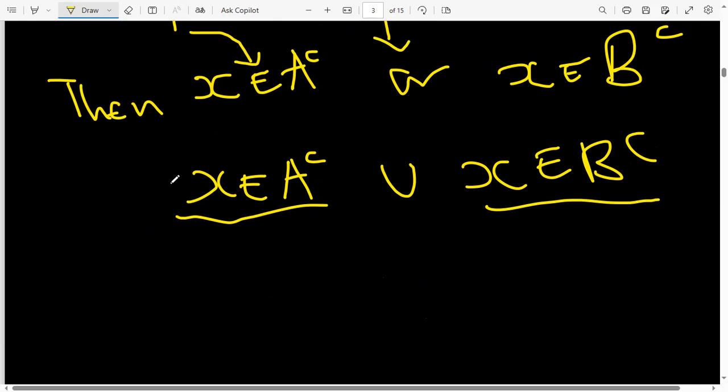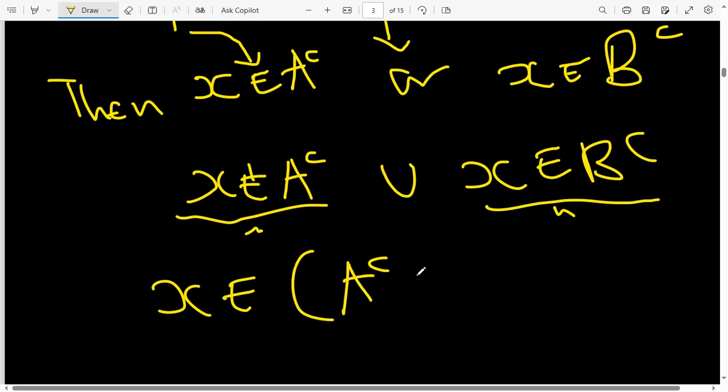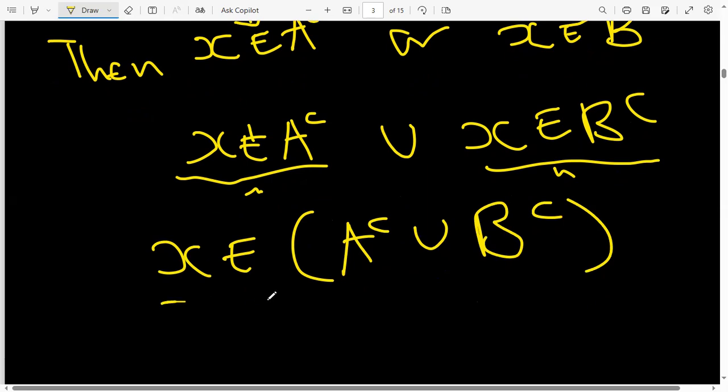So we're going to factorize this "X is a member of". We have factorized from here and from there. Then what are we going to remain with? We are going to remain with A complement, and then we have this union, and then B complement. Okay, so we see that the original X that was in A intersection B complement is now in A complement union B complement.